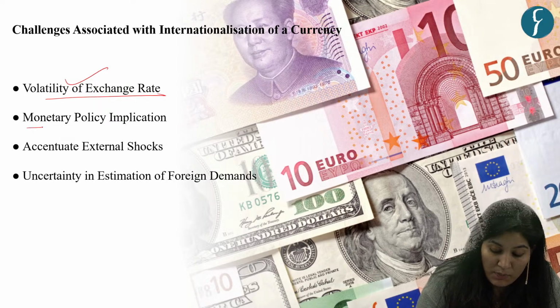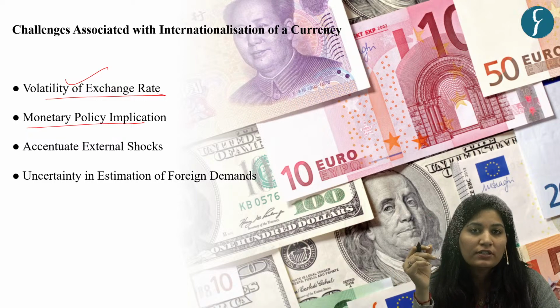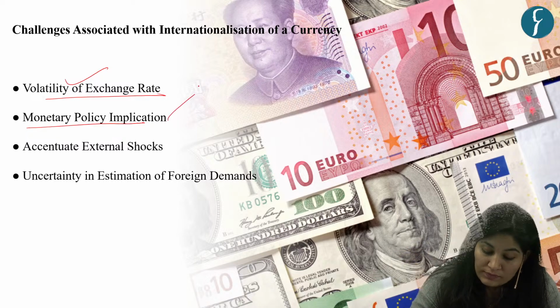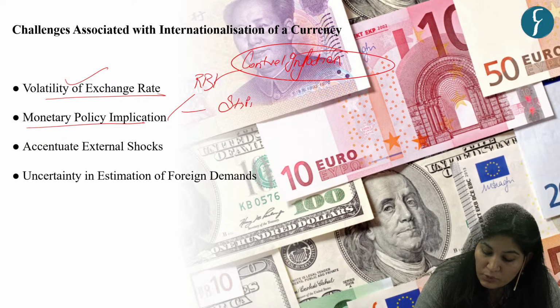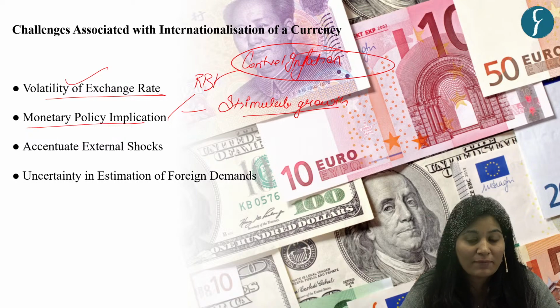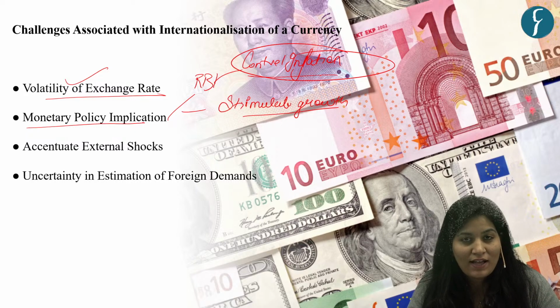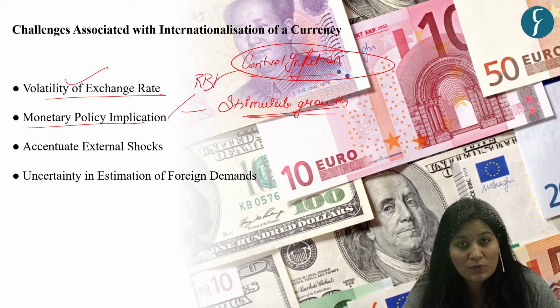Second issue is with respect to monetary policy implication. Let's understand this: it will be very difficult for the Reserve Bank of India to control inflation, stimulate growth simultaneously, and maintain Indian rupee circulation in the international market. It's very difficult for the RBI to control inflation, to stimulate growth, and to maintain the rupee circulation for international traders as well.